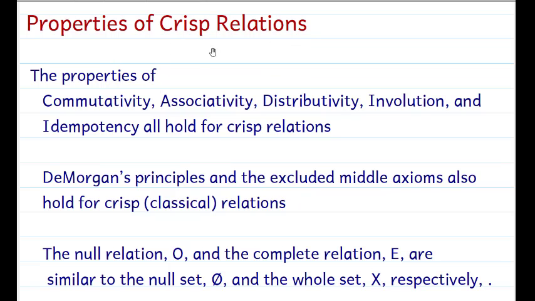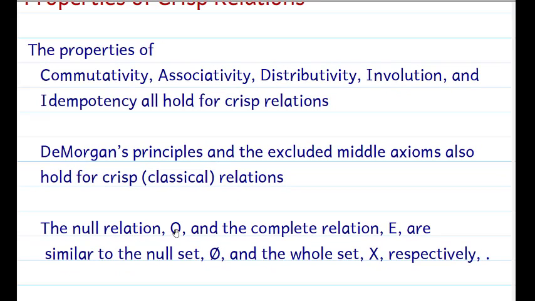Now, properties of crisp relations. Just like we have commutativity, associativity, distributivity, involution, and idempotence, whatever properties we have covered for crisp sets, the same holds good for crisp relations. Also, De Morgan's principles and the excluded middle axioms hold good in the case of classical or crisp relations. The null relation phi and the complete relation E are similar to the null set and the whole set respectively.